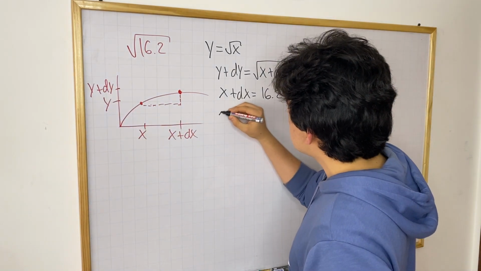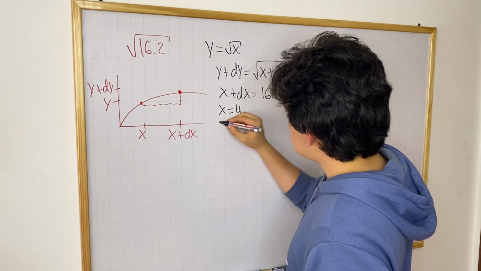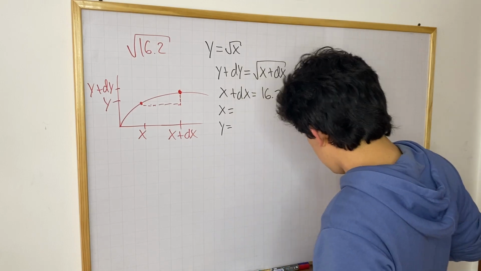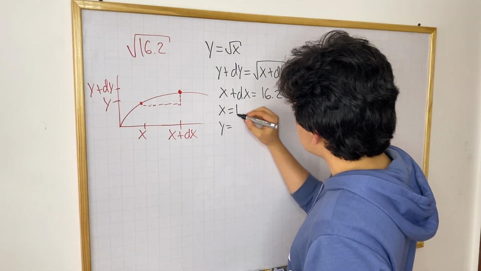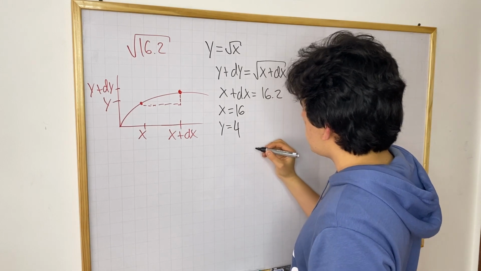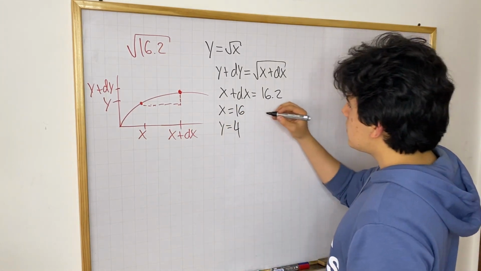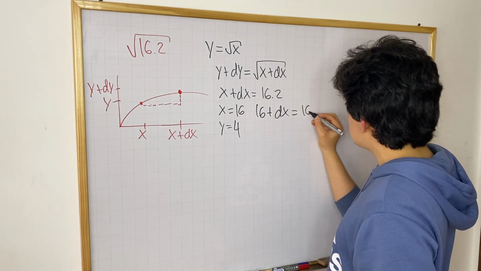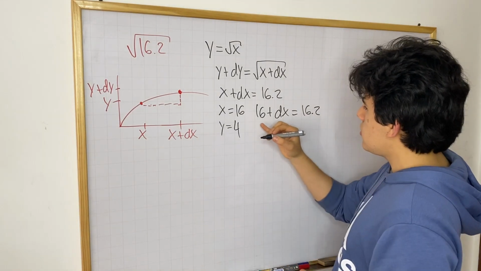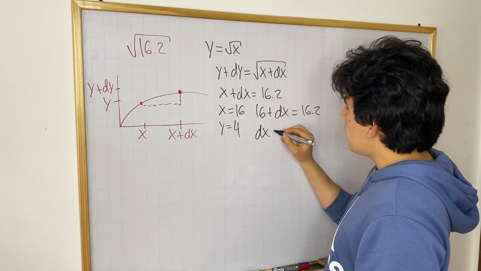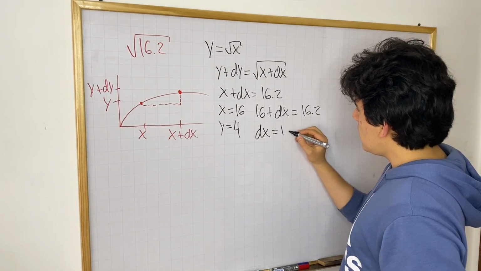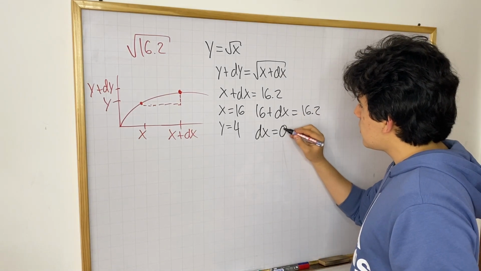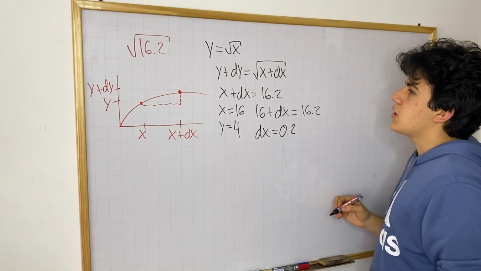So we're going to say that x is equal to 4, which means that y is equal to, I'm sorry, this would be the other way around. I just switched the value, so it would be x equals 16, and y is equal to 4. Now, if x is equal to 16, then we have 16 plus the differential of x equal to 16.2. Now you can just subtract 16 from both sides, and you get that the differential of x is 16.2 minus 16, which I'm just going to write as 0.2. I'm not going to write the entire subtraction.